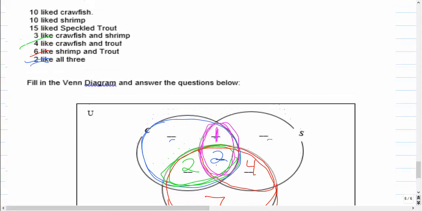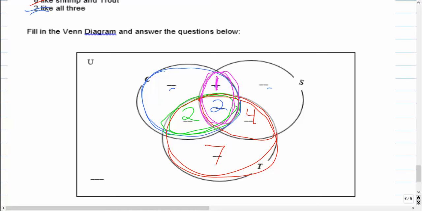10 people like shrimp. Might be running out of colors here. Okay, let's see if we got this color here. Let's get moving here. Okay, here's the shrimp world. There's 10 people there. I've counted 7 people: 2, 4, 6, 7. There's got to be 3 here. 10 people like crawfish. They're in this circle here. I have counted 5 already, so there's got to be 5 here.